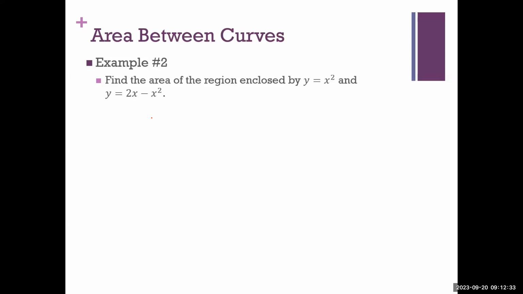Do you have any idea what these things look like? I have a good idea what one of them looks like, and a vague idea what the other one looks like. So y equals x squared: a parabola with the vertex at the origin. Any idea what 2x minus x squared looks like?